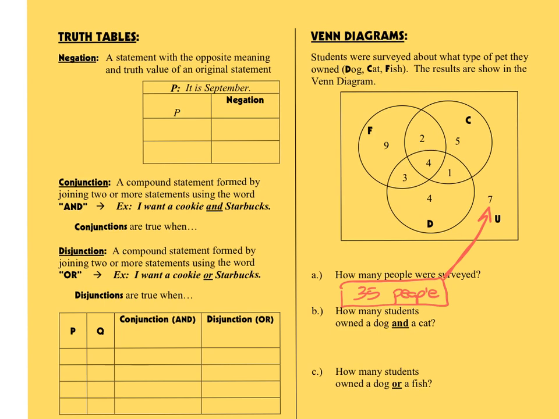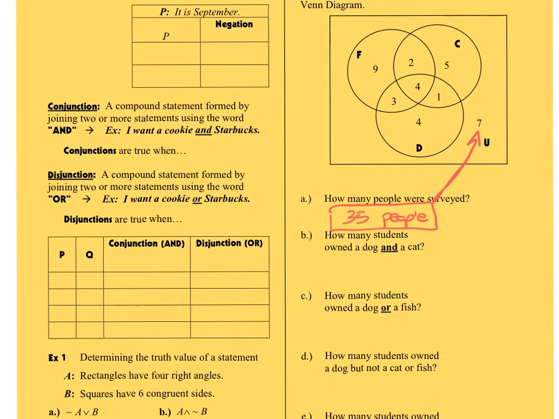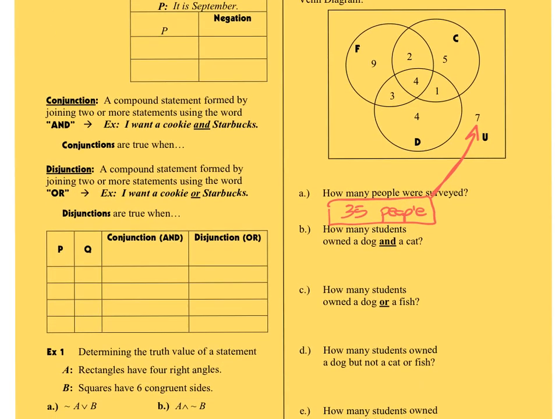Now, when we want to look at, for example, how many students owned a dog and a cat, we're going to think about the fact that in the previous video, we looked at our truth tables, and we saw that the symbol for and was this caret symbol, kind of an upside down V. When we look at that on our Venn diagram, that means that we're looking for an overlap. So we're looking for the overlap of dogs and cats.